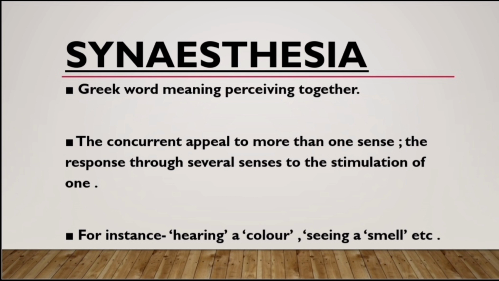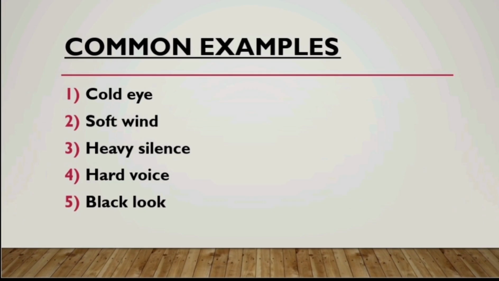Let us have a look at common examples of Synaesthesia that we use in our everyday life. Cold eye. Cold eye means unfriendly behavior. So, cold is the sense of touch, eye is vision. So, two senses are used together, but the dominant one is only one sense. Here the dominant one is cold. Cold eye means unfriendly behavior.